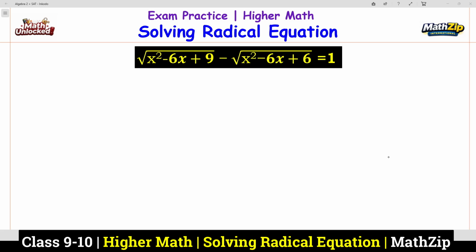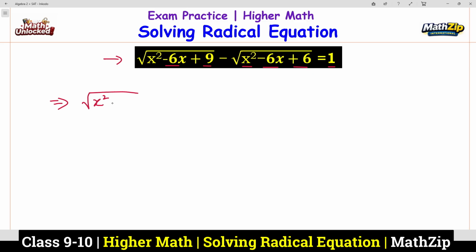Solving a radical equation. Today's question: root over x square minus 6x plus 9 minus root x square minus 6x plus 6 equals to 1. So first we have to transfer one root to the other side. How?